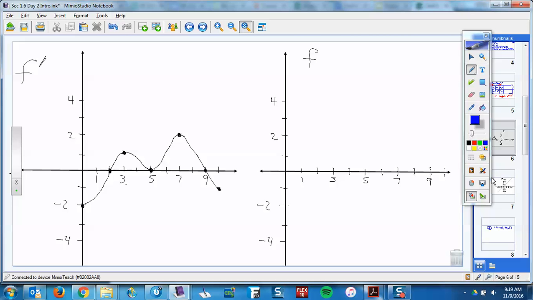The nice thing is I have different colors, so I can use a different color. For you guys, it might not be as nice unless you do one in pencil, or you have a different color. That's probably the only way it gets confusing, if you have two graphs on top of each other.